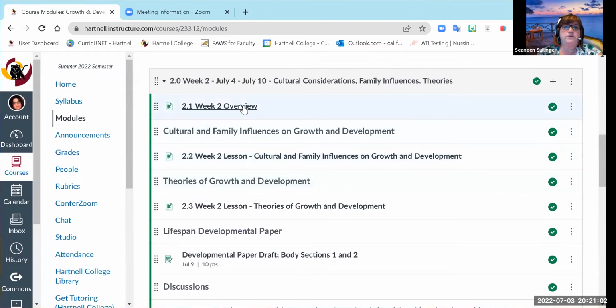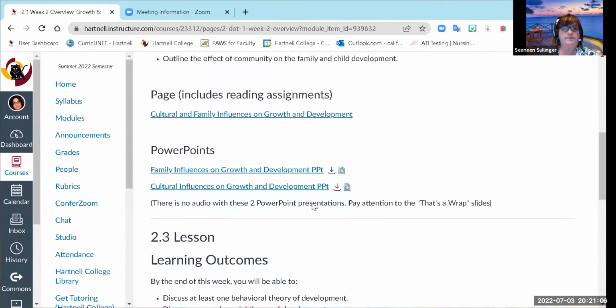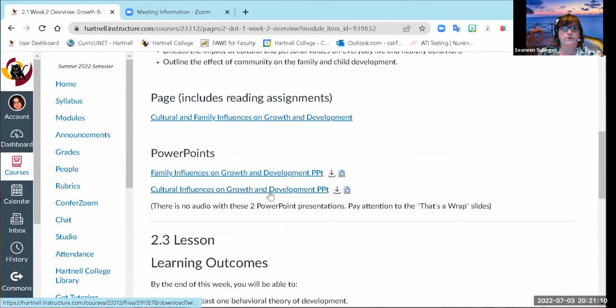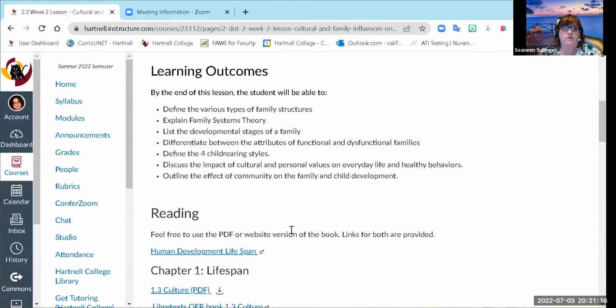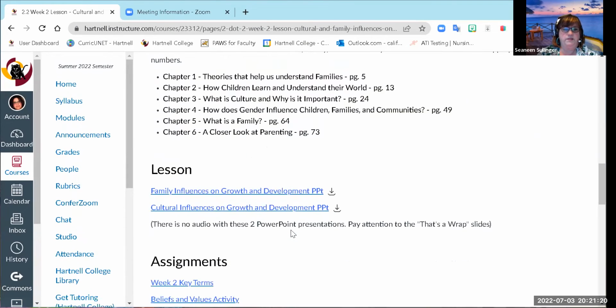And then if we go back to the module, I'll add links to take you back to the module. If we continue through our overview, that was the family influences and culture and the lesson. Let's go back to the lesson. Right, we went through the reading, went through the PowerPoints, the assignments.